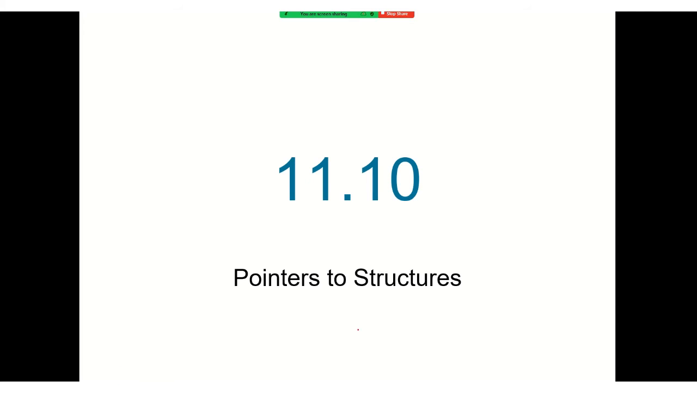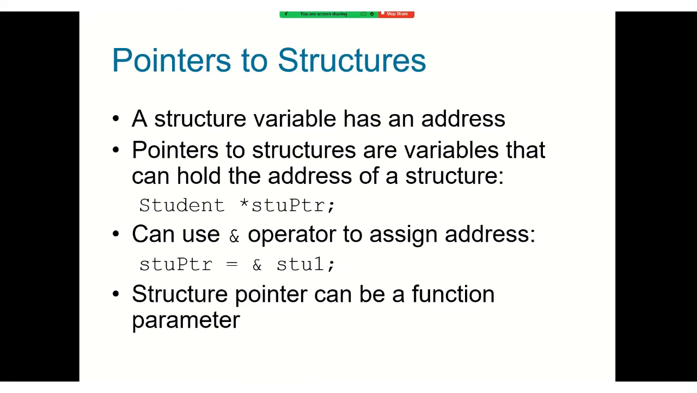Whenever you have C++, pointers are constantly of importance. When you do the pointer, the structure variable has an address, right? Anything that you place in memory has an address, the memory address. Pointers to structures are variables that can hold the address of the structure. So you define it in this way.